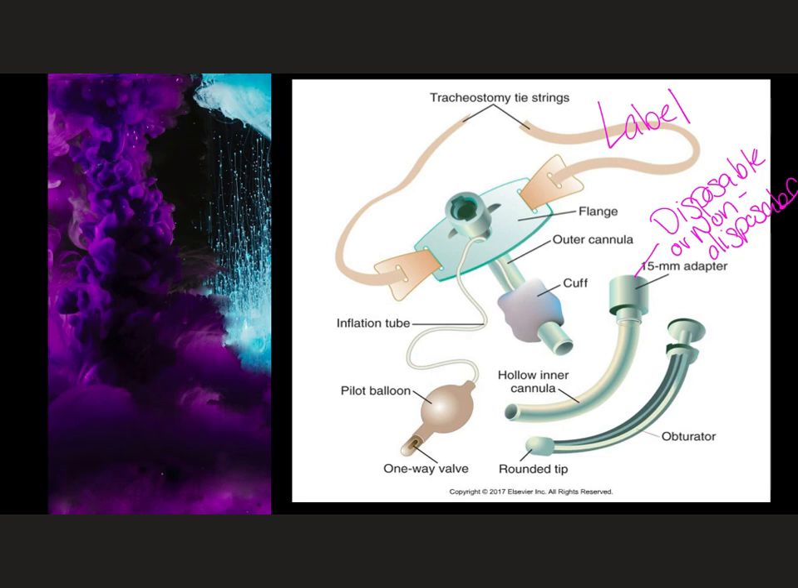So our last little guy here is the obturator. And what the obturator does is it helps with the insertion of the trach. So it goes in here and you can tell it has a rounded tip. So if you were to put a trach in and you didn't use the obturator, the end of the trach here has sharp edges. Once you feel them in person, they're pretty sharp, so that can cause airway trauma. The rounded tip allows for a smooth insertion.